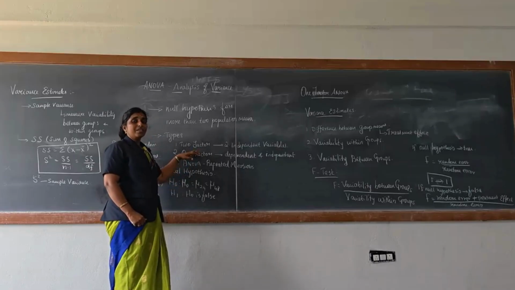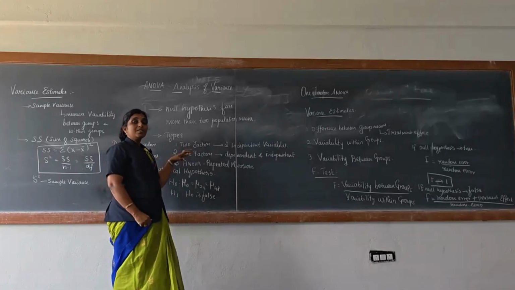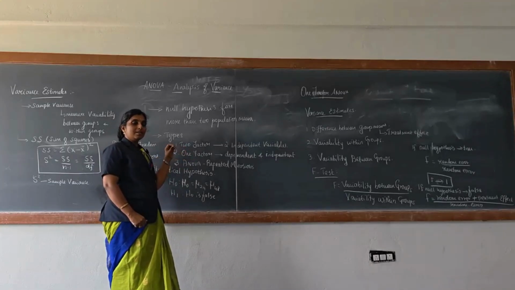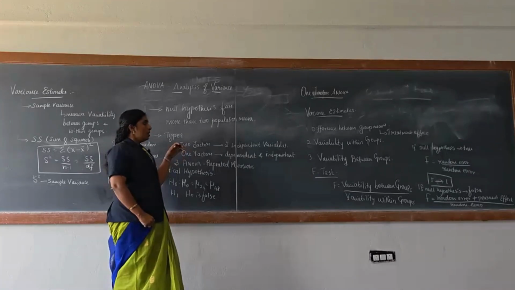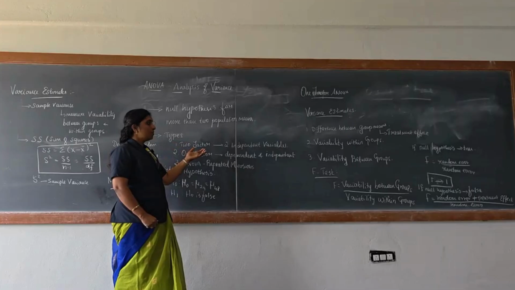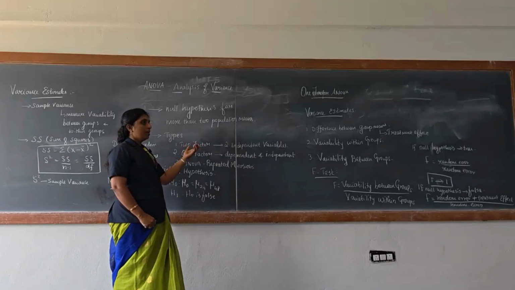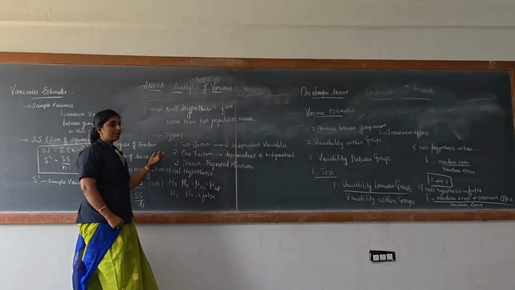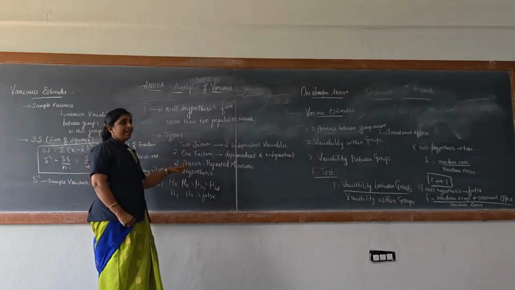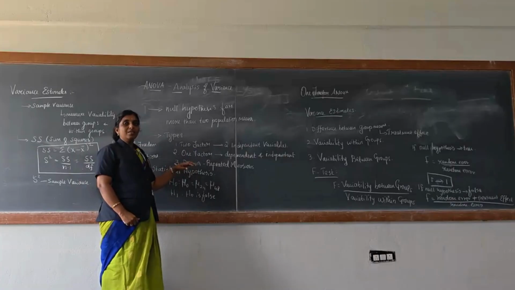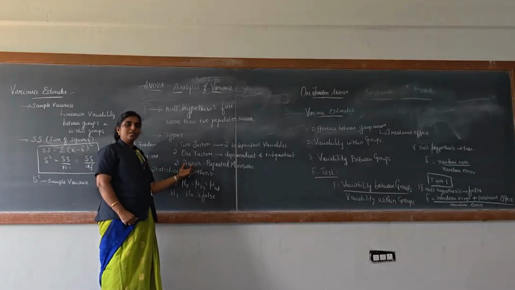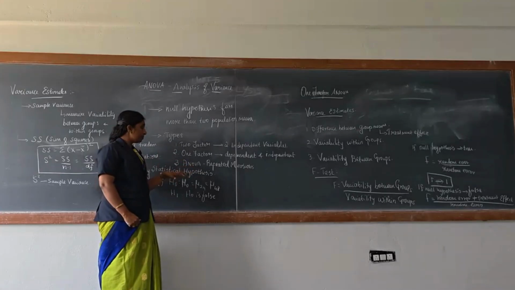Two factor means the statistical test is performed to calculate the difference among the population means based on two independent variables. This is called a two factor ANOVA. Repeated measures means the values are repeatedly used at the same time, so here you go for the procedure called ANOVA for repeated measures.